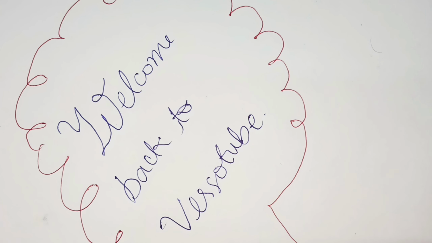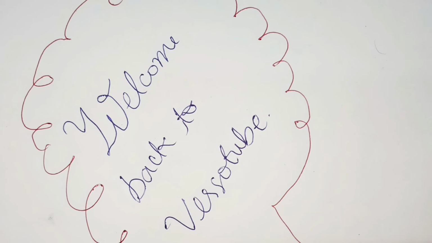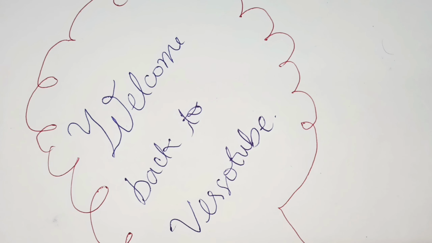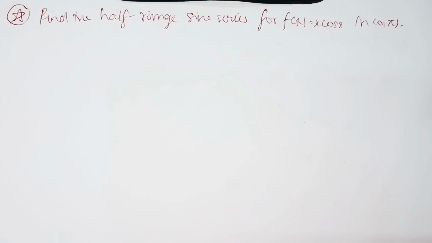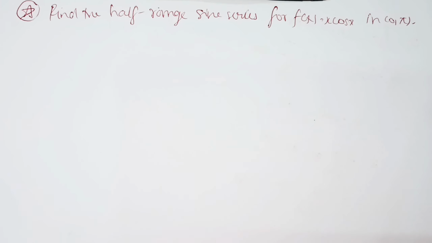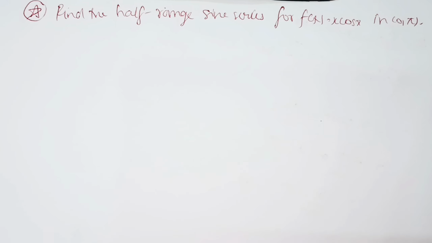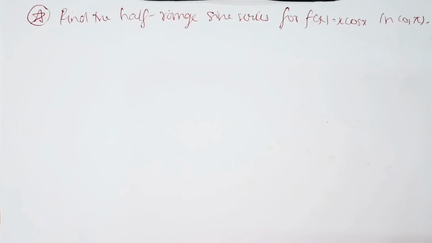Today I'm going to explain all about the half-range sine series for the given function f of x equal to x cos x in the interval 0, pi. So let's have a look at the problem and the solution now. Find the half-range sine series for f of x equal to x cos x in the interval 0, pi. So let's have a look at the solution now.